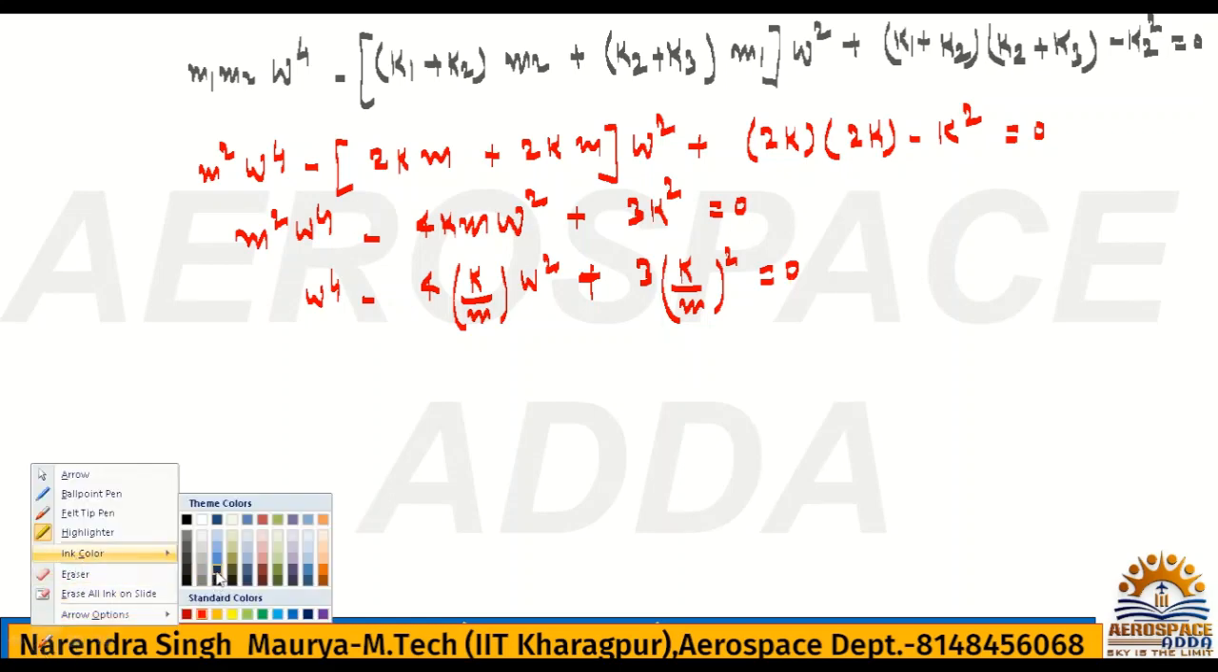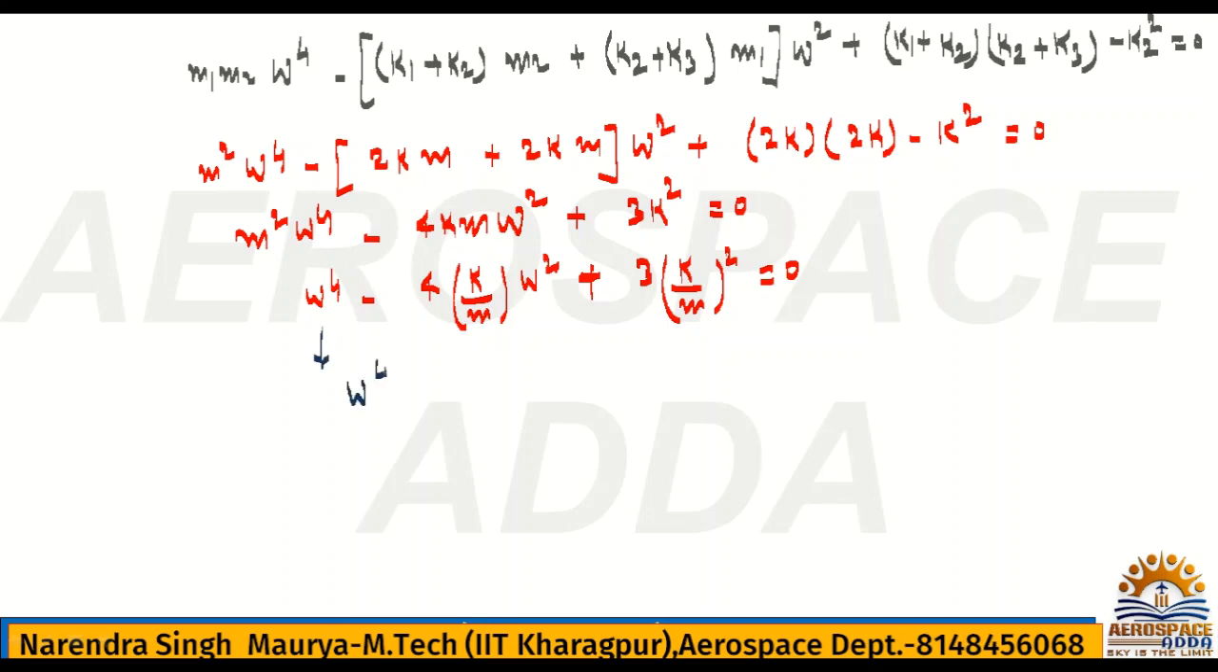Now because it's omega to power 4, it is difficult to solve, so you can just consider omega square equal to x. It will be better for you, and from the calculation point of view it will be easy, okay? So it will be x square minus 4k by m x plus 3k by m square is equal to 0. Yes or no? Now, because this is a quadratic equation, you will get two values, x1 and x2. Yes or no?